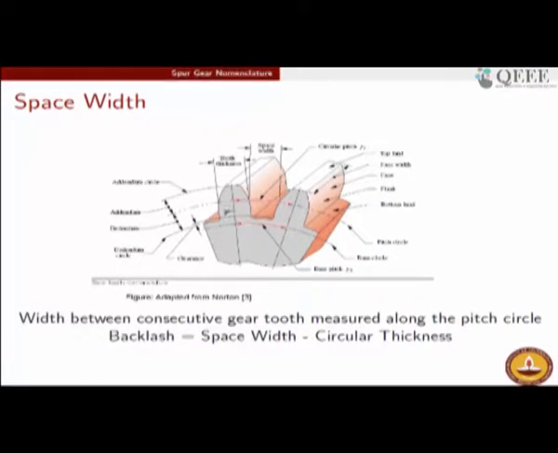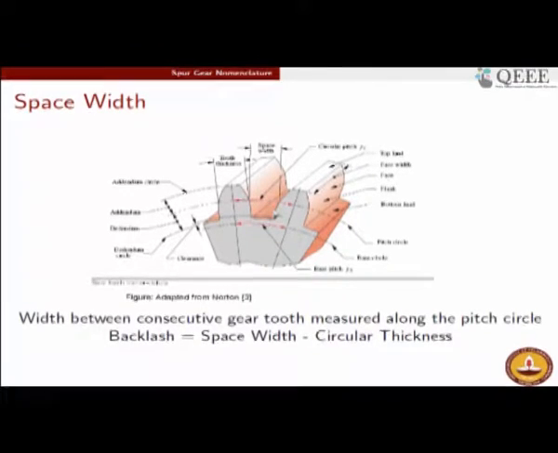Just like we measured the thickness of the solid portion of the teeth, we would like to have a measure of the extent of the gap between the two teeth. That is technically called space width. If we try to measure the distance between these two points on the pitch circle, obviously the width is different at the addendum and at the dedendum. At the dedendum, the gap between the two teeth is less, and the gap is widest at the addendum level.